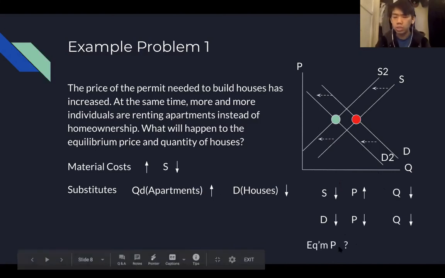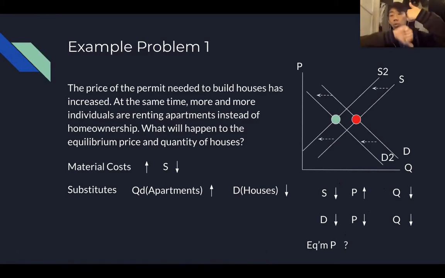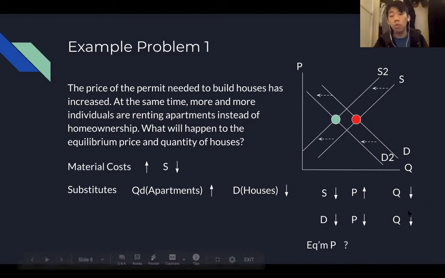So notice the equilibrium price is a question mark. It's ambiguous. We don't know, because the supply is going to push the price up, but the demand is going to push the price down. And so you have two opposing forces. Ultimately, you just don't know for sure because we don't have any numbers to put on these things. But notice how both quantities are pointing downwards. And so that's why we can definitely tell that the quantity has decreased.